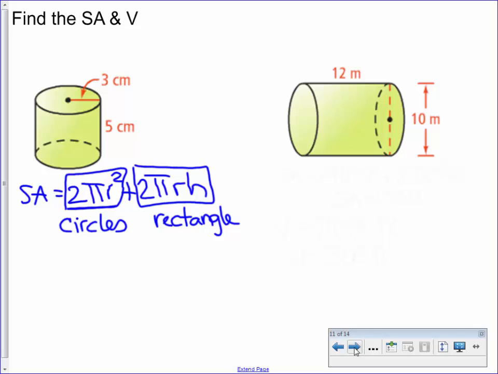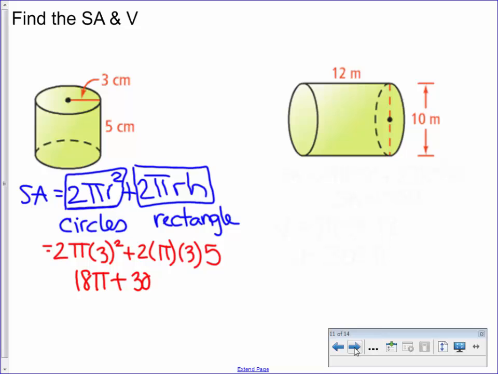So let's go ahead and plug in our values for radius and height. So with our surface area, 2 times pi times 3 squared plus 2 times pi times 3 times 5, and 5 is the height. I'm going to keep everything in terms of pi. That means I'm just going to square the 3 and times 2, so 18 pi plus 30 pi gives me 48 pi as our surface area. So that's what I mean by terms of pi.